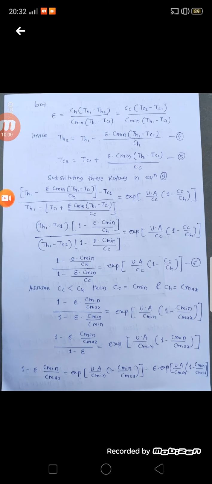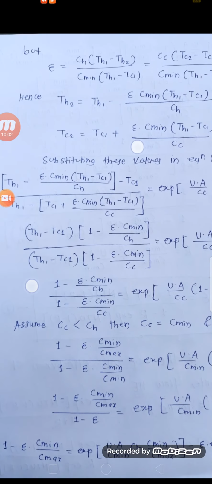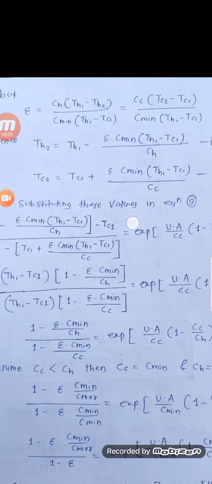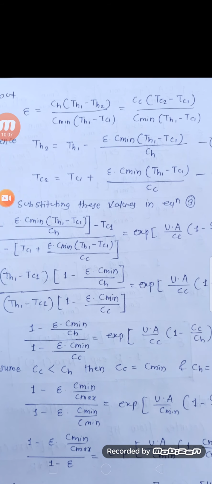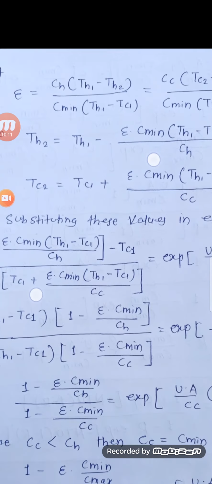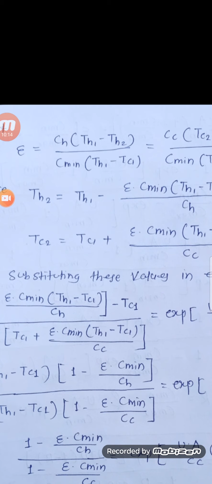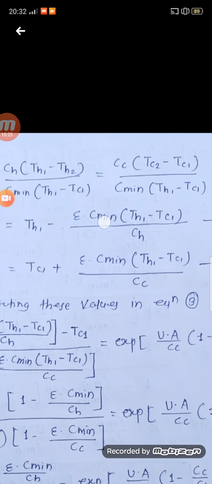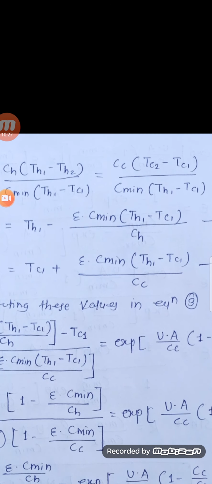Next, what is the value of effectiveness? Effectiveness is nothing but Q actual upon Q maximum. So what is the Q actual for hot fluid? That is Ch into bracket Th1 minus Th2, divided by C minimum into Th1 minus Tc1. This denominator is nothing but Q max. What is the formula for Q max? That is C minimum into bracket Th1 minus Tc1. Similarly, what is the formula for cold fluid? That is Cc into bracket Tc2 minus Tc1 divided by C minimum into bracket Th1 minus Tc1.